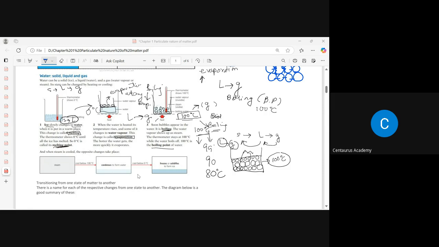This process is referred to as melting. Melting. Yes, very good. So when solid converts into liquid, that is referred to as melting. Okay. So melting only takes place at a certain temperature. It cannot take place at any other temperature.